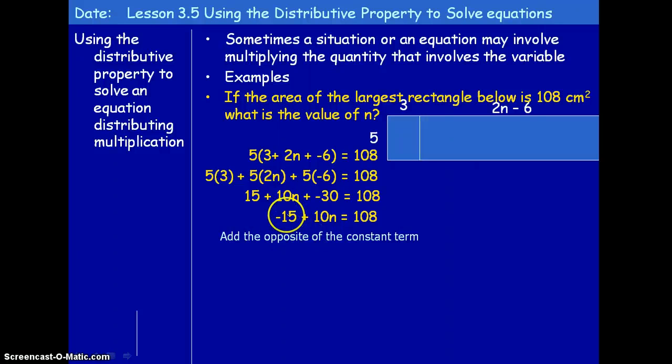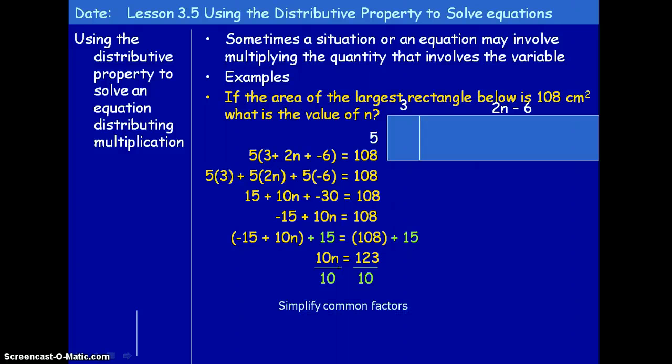If we add the opposite of our constant term to both sides, it means we're adding 15 to both sides. Combine our like terms on each side. And finally, divide both sides by the coefficient. We find out that n equals 1.23. Here, our 10 times in the numerator simplifies out with our 10 times in the denominator. Same thing over here. If we simplify a 10 out, we are left with 1.23.